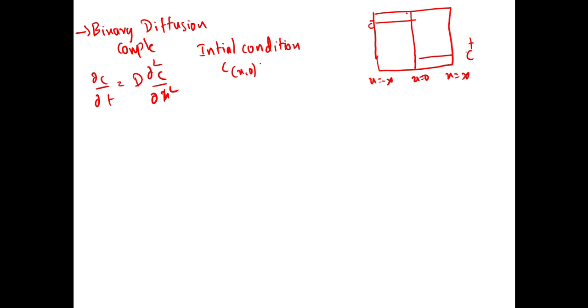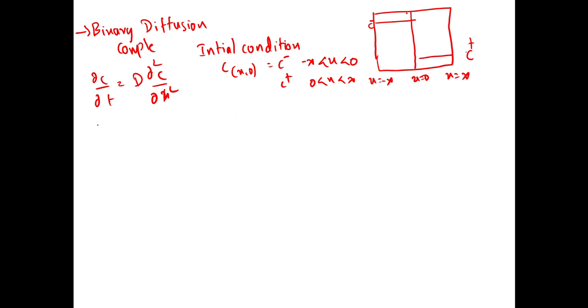X comma 0, infinity, c plus, 0, infinity. That means if you consider any x value from x equal to 0 to minus infinity, the concentration on this side will be c minus, and from x equal to 0 to plus infinity, the concentration will be c plus.